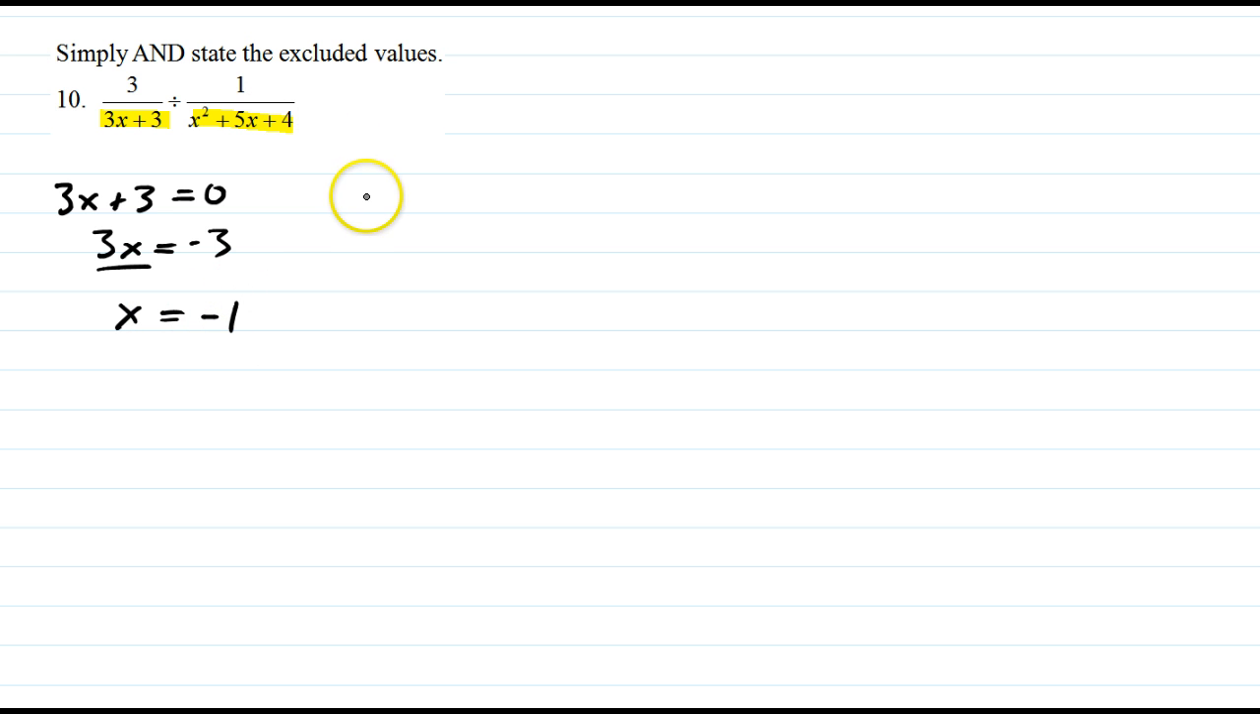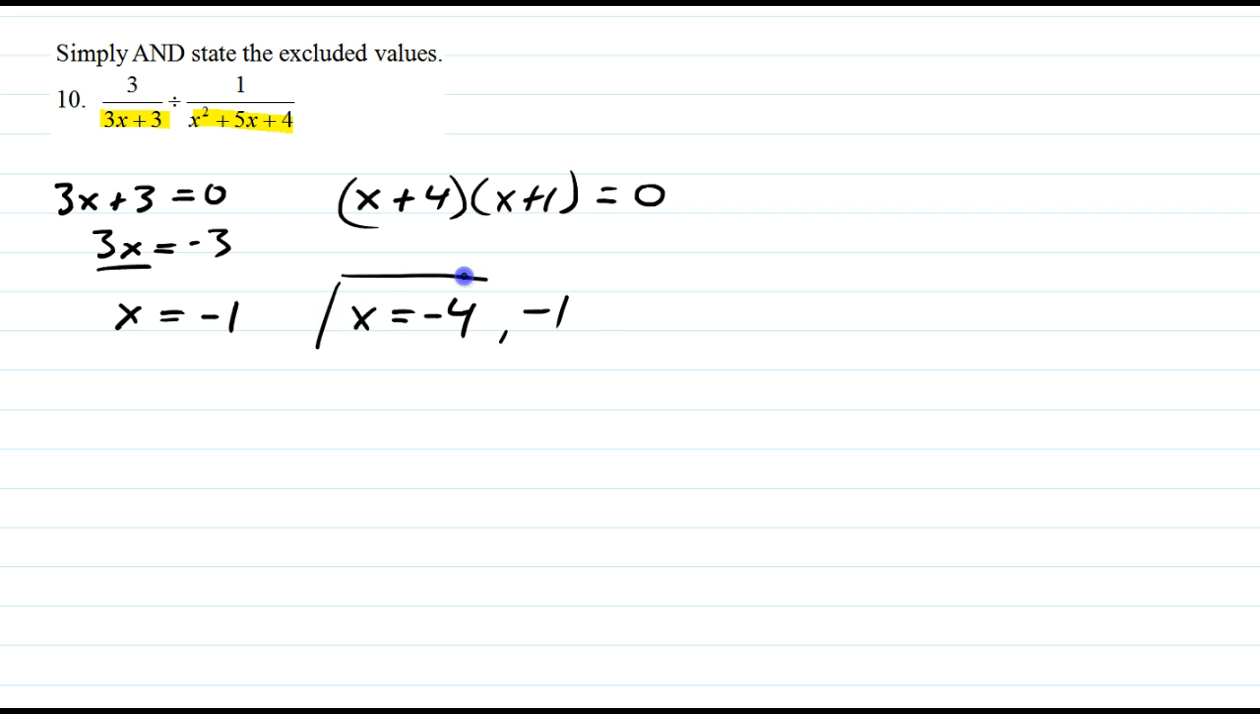Here we factor that one, and we get x plus 4, x plus 1 equals 0. So x is negative 4, negative 1. So since the negative 1 repeats, our excluded values are negative 4 and negative 1.